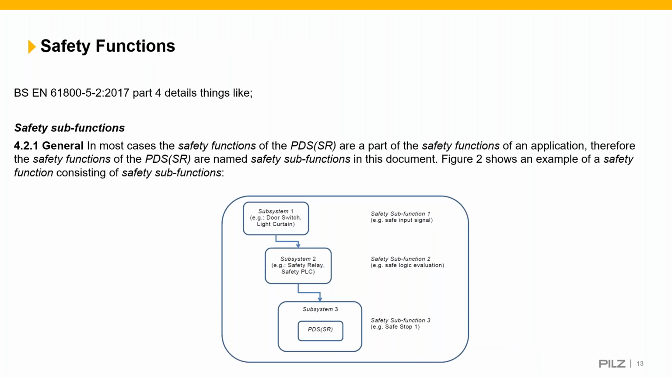So this is directly out of the standard. In most cases, the safety functions of the PDS are a part of the safety functions of an application. Therefore, the safety functions are named safety sub-functions in the document. This figure here just shows an example of a safety function, no different to what you're probably used to. You've got your input, door switch or light curtain, some form of logic, safety relay, safety PLC or so on, and then the output.